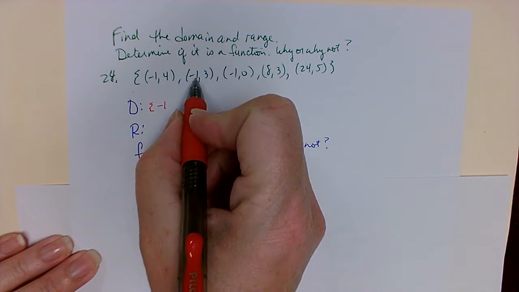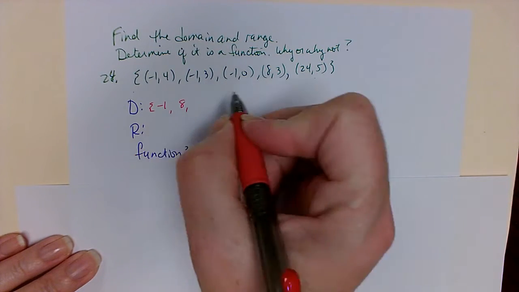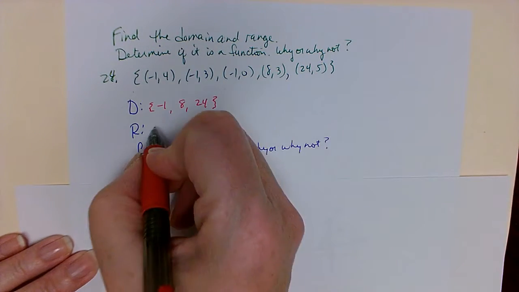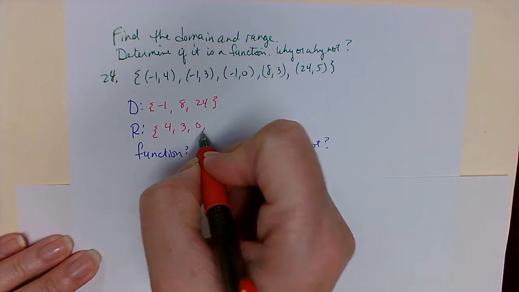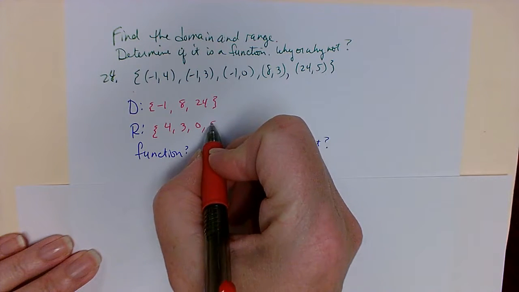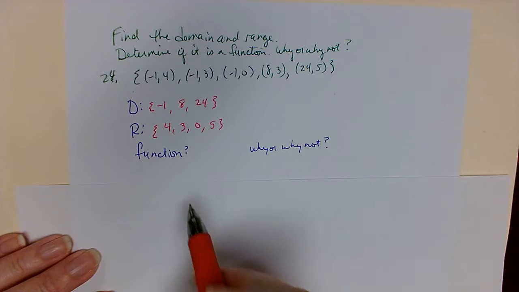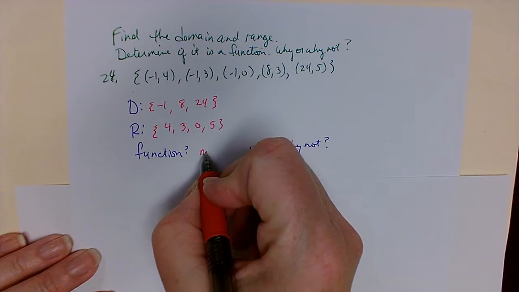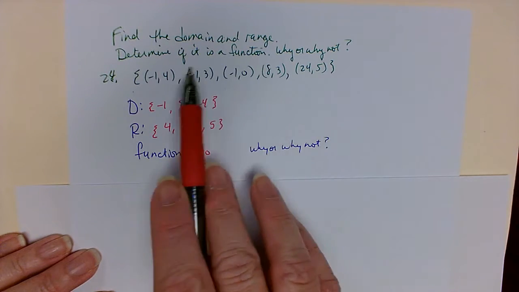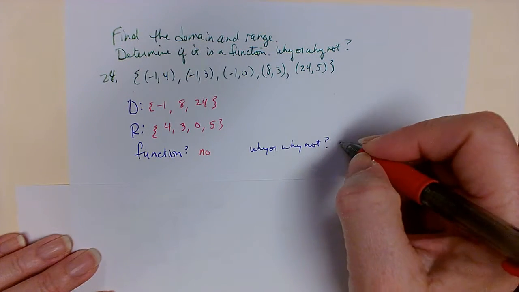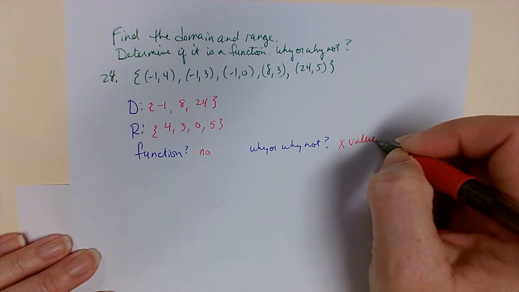So it's going to be -1, but we only write it once if it's written again, and then 8, and then 24. And then our range would be 4, 3, 0, we already have 3, and then 5. So only write the number once if it appears more than once. Is this a function? This is not a function because our x value repeats. It doesn't matter if the y values repeat, but if the x values repeat, it is not a function. So why or why not would be x values repeat.